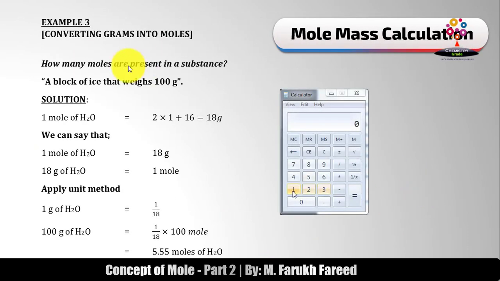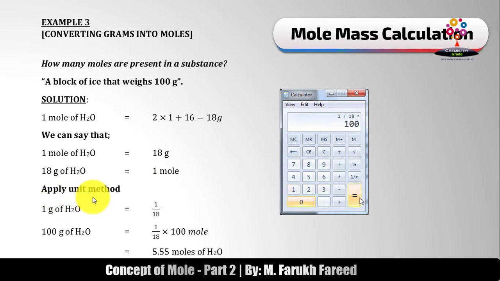Let's take another example, converting grams into moles. Sometimes you may be asked to convert grams into moles. Here is one example that may help you to go further. How many moles are present in a block of ice that weighs 100 gram? We will solve this. For the solution we have to know that 1 mole of water is equal to 18 gram. So 18 gram of water will be equal to 1 mole. It is clear from here.